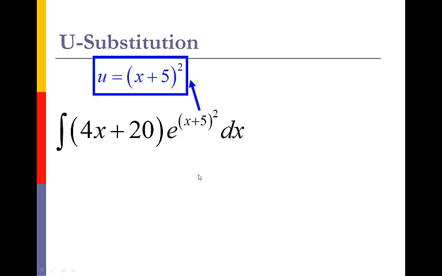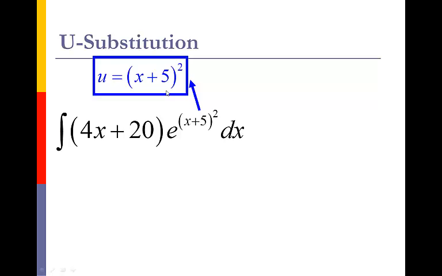And so here's how we play the game. We play the same game where we're looking for the inside piece. All right, so my inside piece is going to be that x plus 5 quantity squared. And that's what we're going to call u. And that's why they call it U substitution, because that's what we're calling u. We're going to substitute in the letter u to make it easier. And so that's what we've got there.